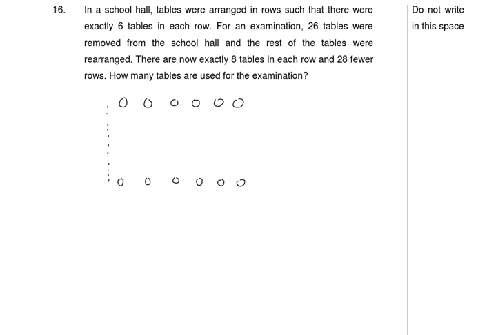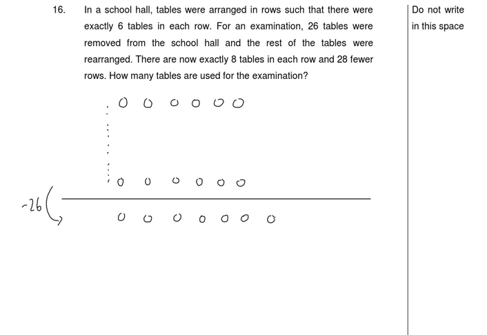Okay, but during an examination, 26 tables were removed. Okay, so you actually minus 26 tables. And the rest of the tables were rearranged. So there are now exactly 8 tables in each row. 1, 2, 3, 4, 5, 6, 7, 8. But we do not know how many rows.